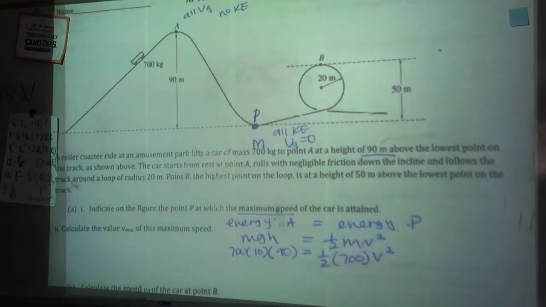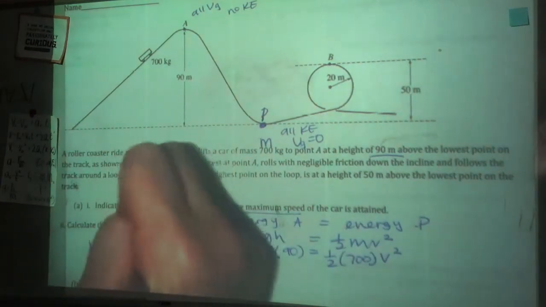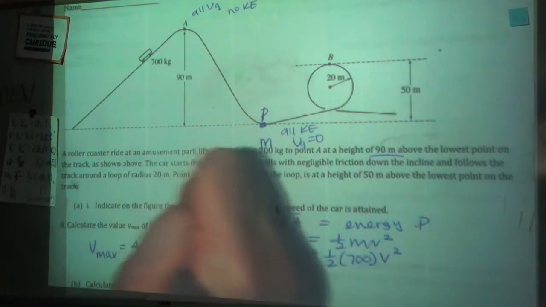Oh, I think my answer came. You guys should be getting that your velocity is 42.43 when you rearrange this. So the maximum velocity is 42.43 meters per second.